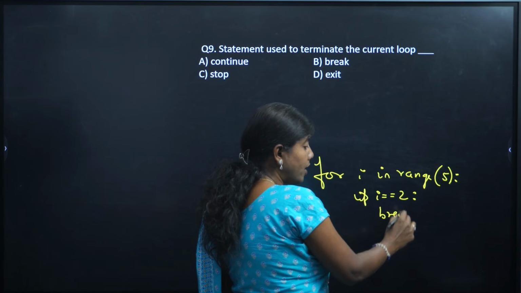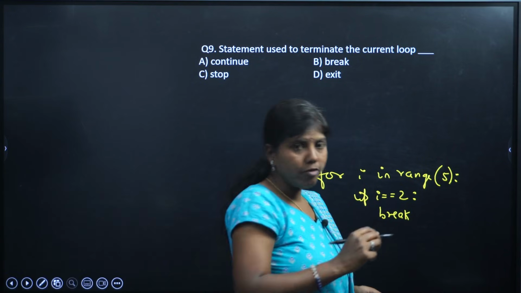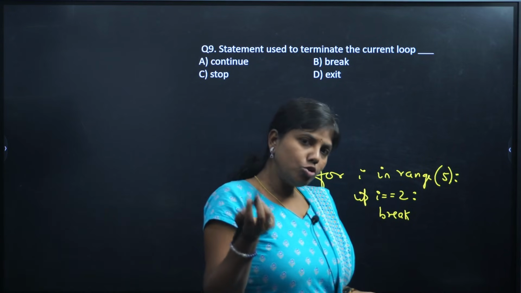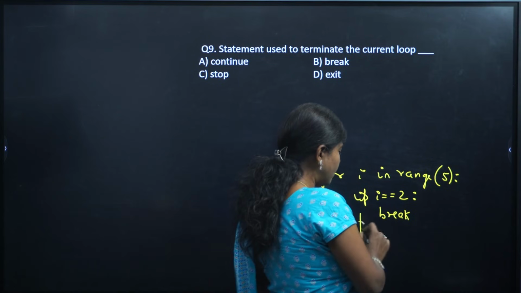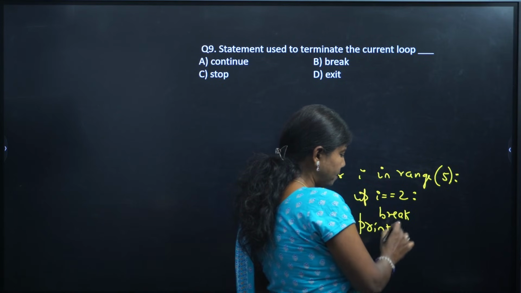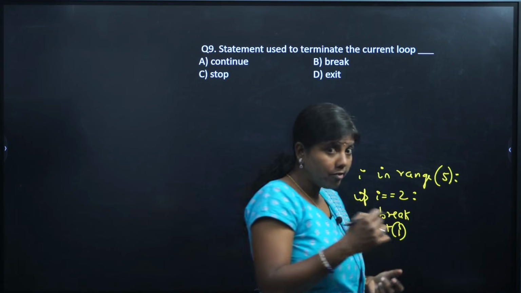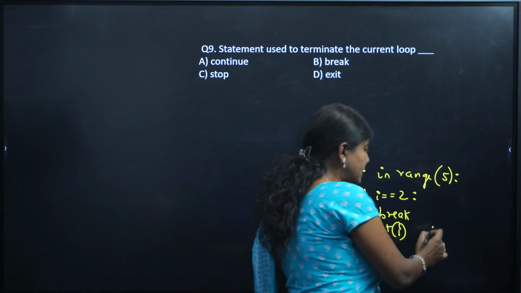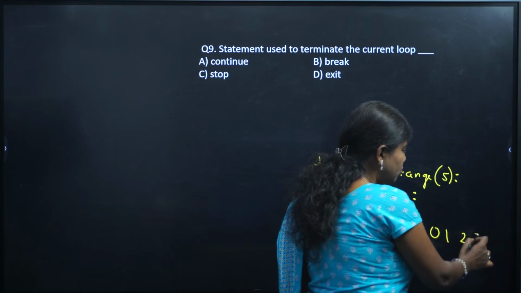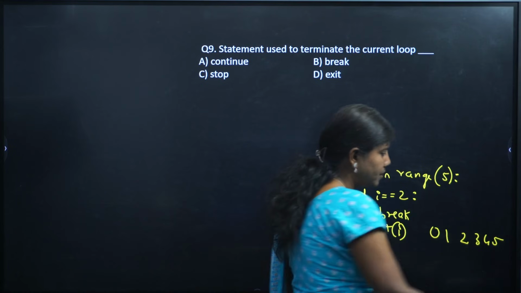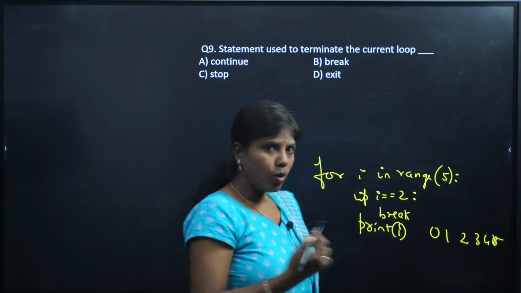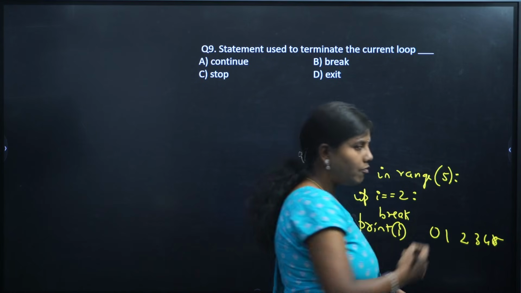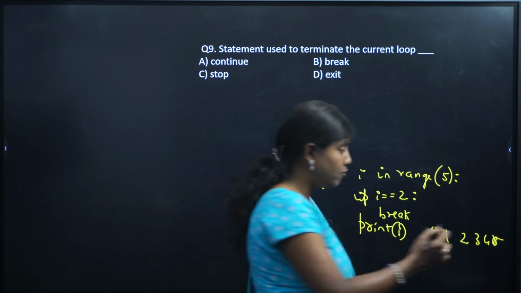So what happens here is that whenever the value of i becomes 2, the loop will not continue. Otherwise, we would print all the values of i, that means 0, 1, 2, 3, 4. Sorry, 5 will not come, that will be excluded. So the values are 0, 1, 2, 3, 4.